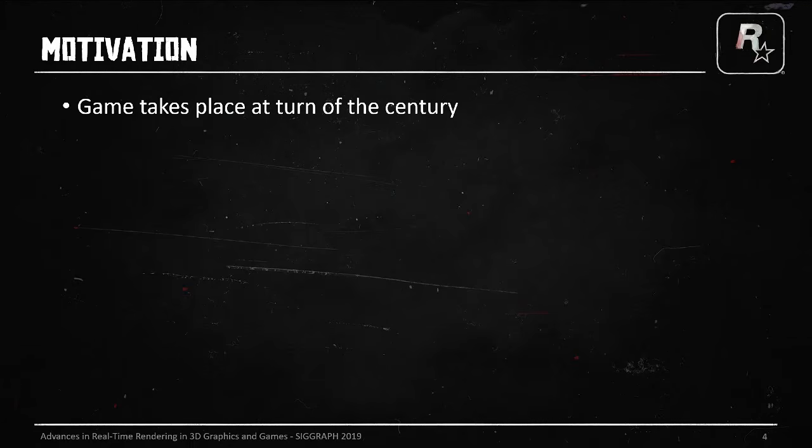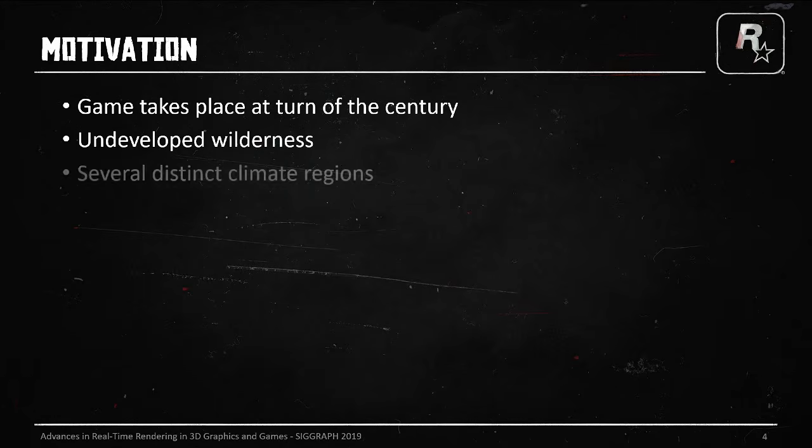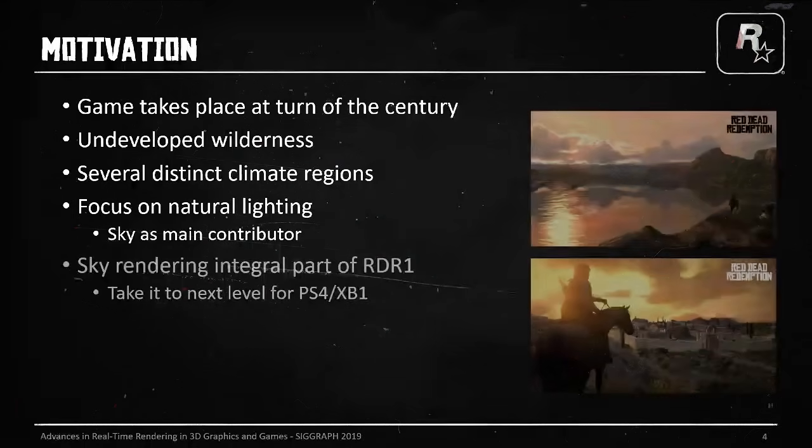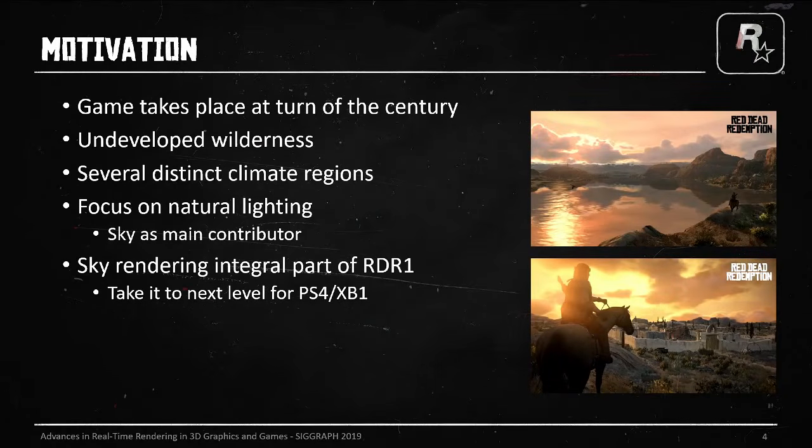For motivation, the game takes place at the turn of the century. So we are facing a lot of undeveloped wilderness over several distinct climate regions, with a heavy focus on natural light, where the sky is the main contributor. Sky rendering was already an integral part of the first Red Dead Redemption, so for the sequel we wanted to take it to the next level.